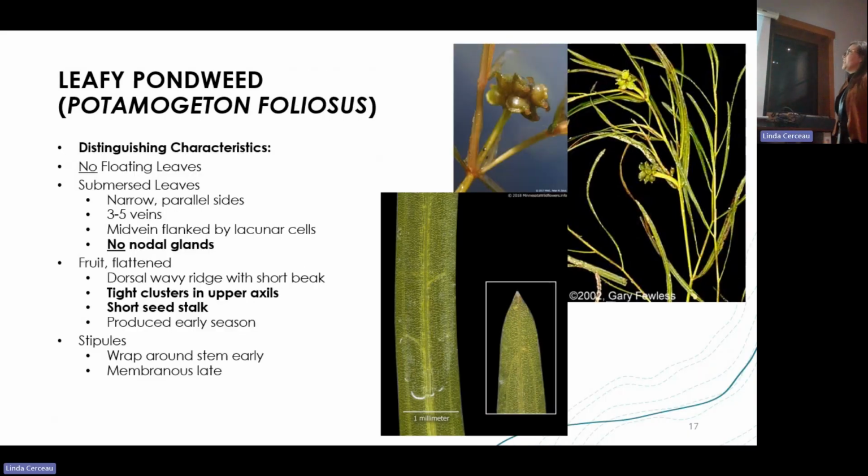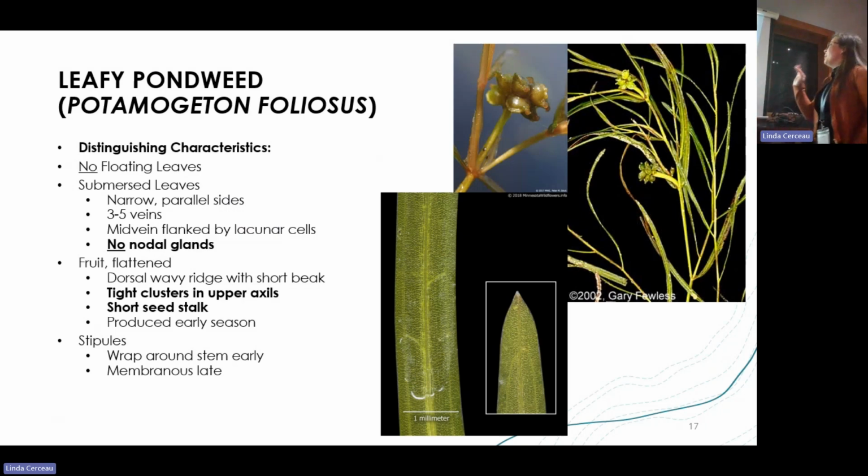We have leafy pondweed. Again, pondweeds are going to be your most difficult ones to ID typically, just because there are so many and so many different options. So these don't typically produce floating leaves, and the submersed leaves are a bit more elongated and narrow. And they typically have 3 to 5 veins here and a mid vein right down the center. So a lot of times when I'm in the field, I'll pluck off a leaf, I'll hold it up to the sun, look at it, and look for that mid vein, which has lacunae cells on either side here.